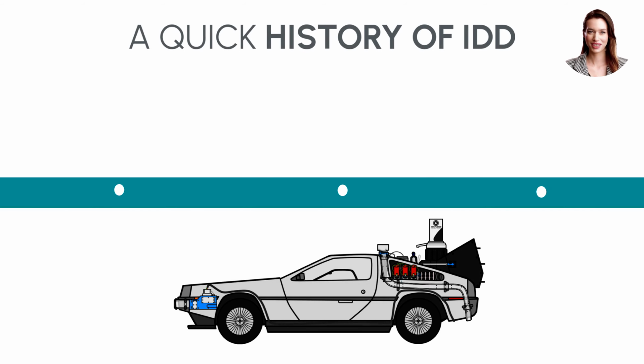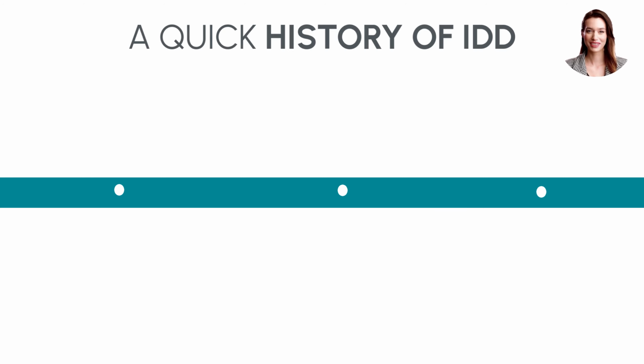Let's hop in our imaginary time machine. Back in the day, people with IDD weren't treated fairly. They were often excluded from schools, workplaces, and even their communities. But thanks to advocacy, laws, and organizations like Best Buddies, huge progress has been made. Let's review some key milestones in advocacy for IDD.